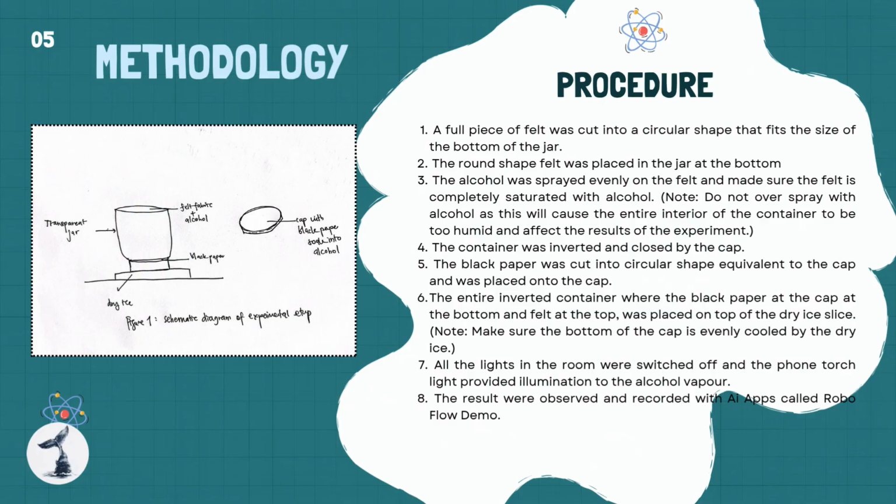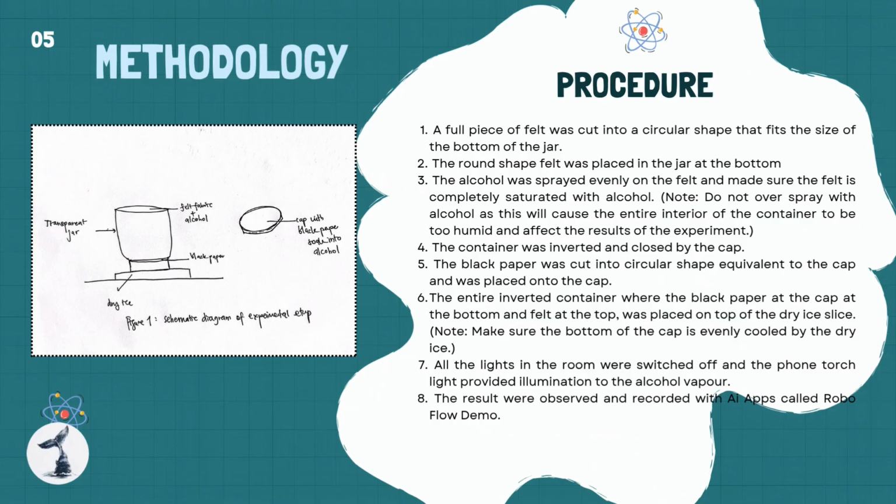For the procedure, first, a piece of felt was cut into a circular shape that fits the size of the bottom of the jar. Next, the round felt was placed at the bottom of the jar, and the alcohol was sprayed evenly on the felt, making sure the felt is completely saturated with alcohol. Note, do not overspray with alcohol, as this will cause the entire interior of the container to be too humid and affect the result of the experiment.